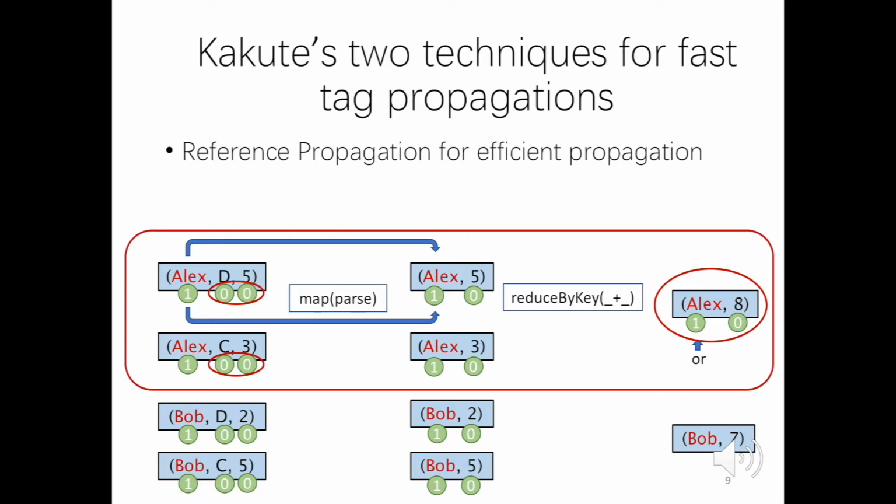We propose another technique called tag sharing. Instead of allocating tags for every field in every record, we observe that many records or fields often share the same security tags. Here, D5 share the tag 0, and therefore, Kakute makes the tags in the circle share the same tags at one time, which reduces memory and network bandwidth consumption. I will show how this technique can reduce network bandwidth consumption in the next few slides. If you are interested in the implementation details, you can also read our papers.